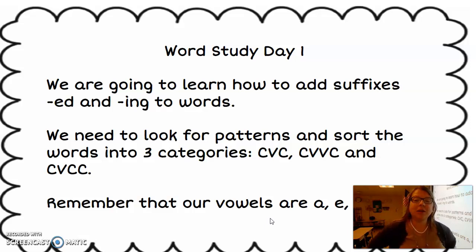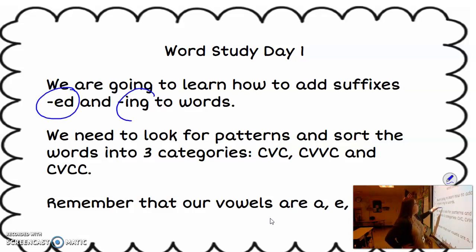Today we're going to learn how to add suffixes ed and ing to words. Remember that a suffix is a word part that goes at the end of the word. So ed will go at the end of the word and ing goes at the end of the word. And we also are going to look for patterns and sort our words into 3 categories. The first category is CVC, second category is CVVC, and then we have CVCC category.